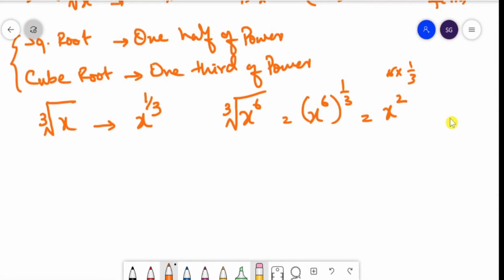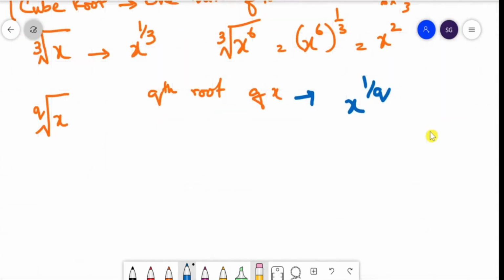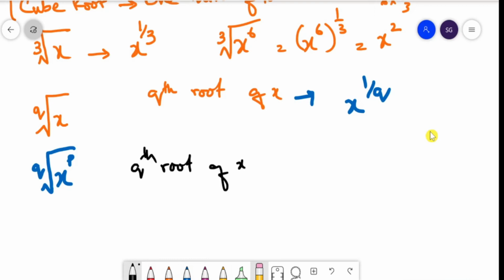Let's say we have any root, and we say that this is the qth root of x, then we will write it as x power 1 over q. And to make it more elaborate, let's say we have x to any power p, and you're taking the qth root, and this is the broader picture that we will use in our future. X to the power p, and you're taking the qth root, we would read it as the qth root of x to the power p. So whenever you take the qth root, it means you're multiplying this power by 1 over q, or in other words, you're dividing this power by q.